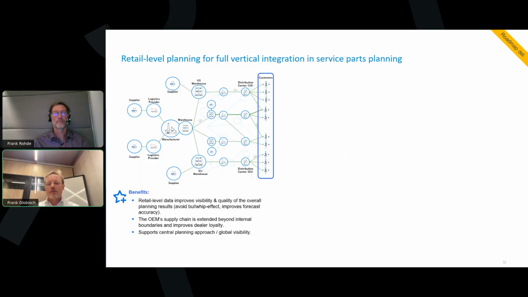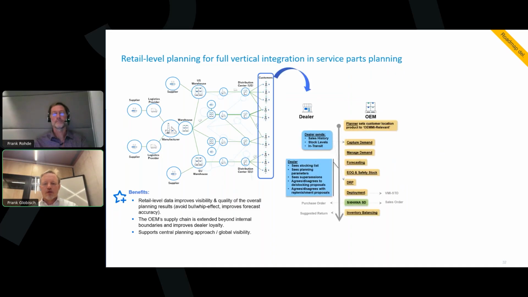Now, what does that mean? Now we allow to plan really on the network level, including this retail level. And this helps to get better inputs, excuse me, from dealers that can then be considered, for example, in the repair or buy function, but also to reduce bullwhip effects and to get a much better overall inventory planning in the network overall. So also for the retail level planning, we follow the typical eSPP processing of capture demand, forecasting, inventory planning, etc.